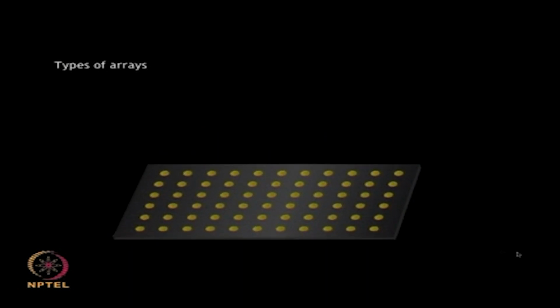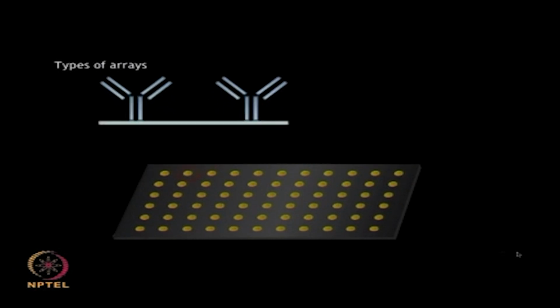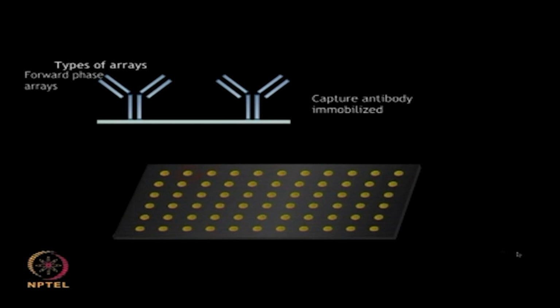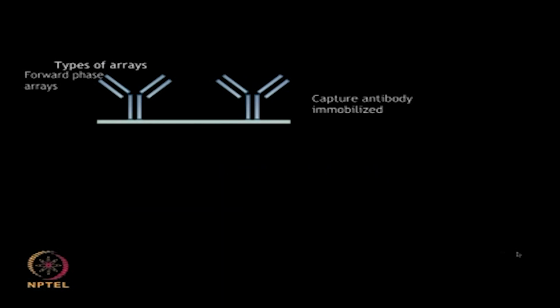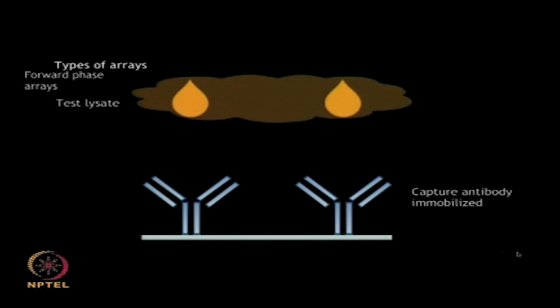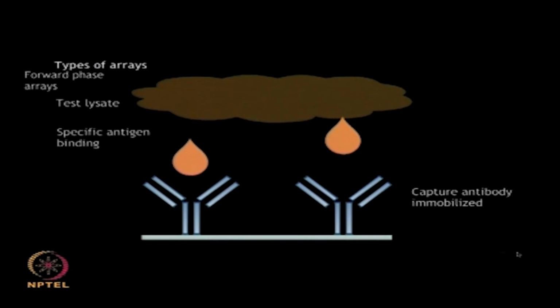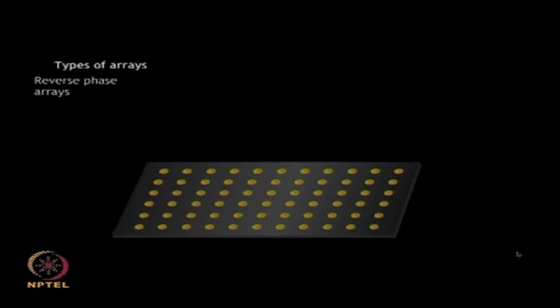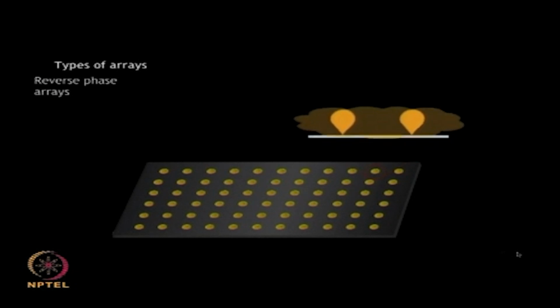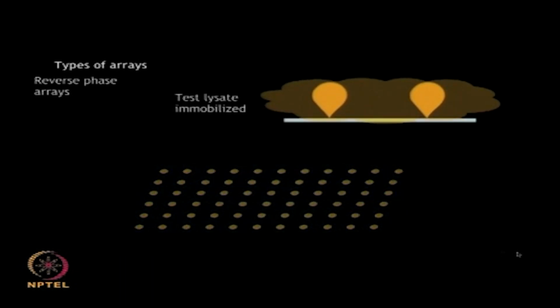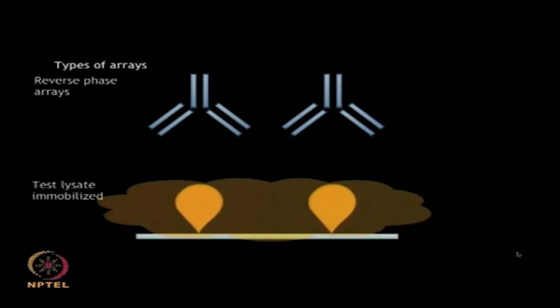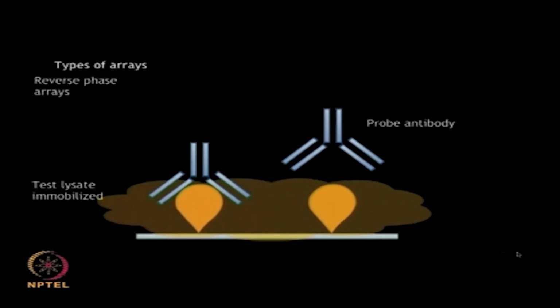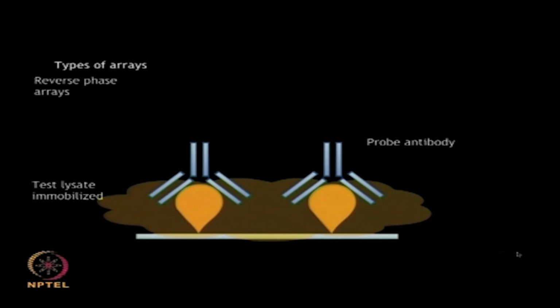The two different types of protein arrays which are commonly used are the forward protein arrays and the reverse protein arrays. In forward phase arrays, the analyte of interest such as an antibody or aptamer is bound to the array surface and then probed by the test lysate, which may contain the antigen of interest, whereas in reverse phase arrays, the test cellular lysate is immobilized on the array surface and then probed by using detection antibodies specific to the target of interest.